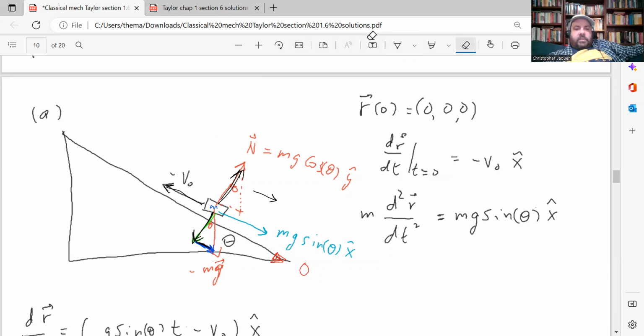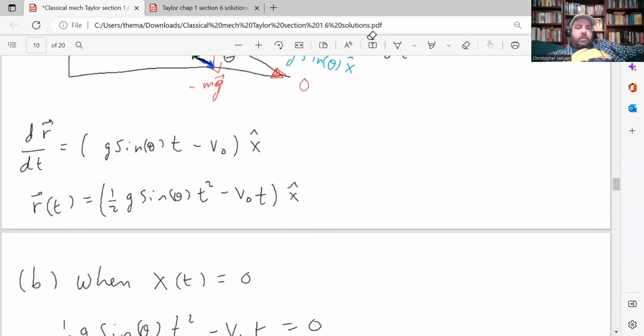Now we just have to solve the equations. So let's do that below. All right, so integrate with respect to time. We get this value for the velocity. dr/dt is g sine theta t minus v0, which is the initial velocity in the x direction, right? Then integrate again with respect to time, and you get r of t is 1/2 g sine theta t squared minus v0 t times x hat. The initial position in the x direction is 0, so again, that constant just goes to 0.